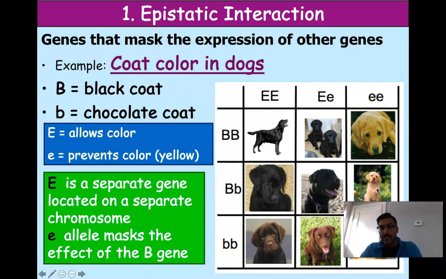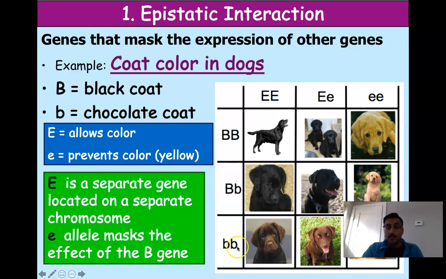This dog on the right-hand side, heterozygous for the coat color, but still going to show black if the second trait lets it. But if we look up here, the second gene, the epistatic gene, was little e, little e. It will not allow that dog to be black. It's going to be yellow. It prevents the color of gene number one from showing.